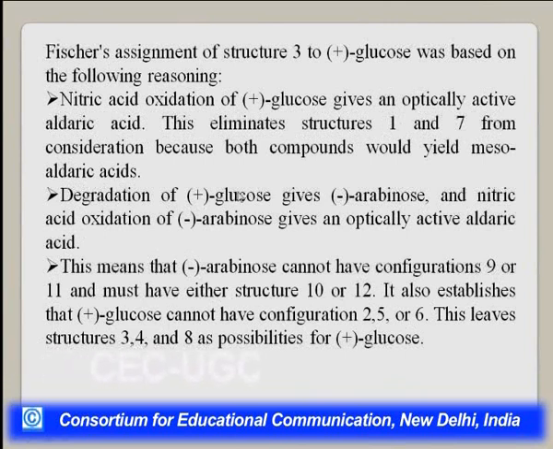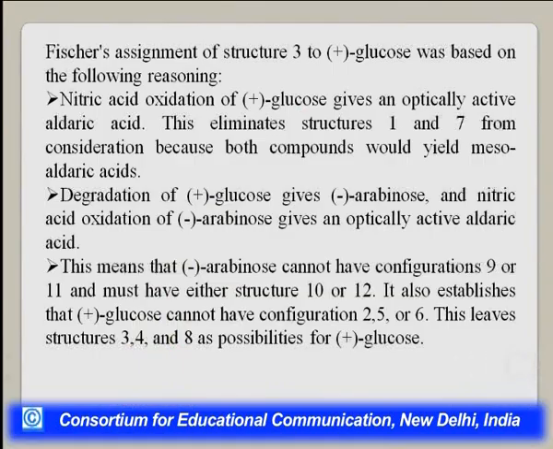Degradation of D-glucose gives arabinose. So, if we do degradation, we get arabinose, and nitric acid oxidation of arabinose gives an optically active aldaric acid. So, there are 2 reactions we are talking about at the same time. First of all, you need to do the degradation of glucose, it gives arabinose, and nitric acid oxidation of arabinose gives an optically active compound. So, this means that arabinose cannot have configuration 9 or 11.